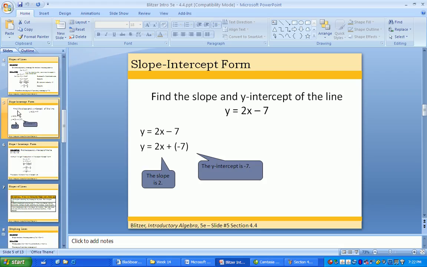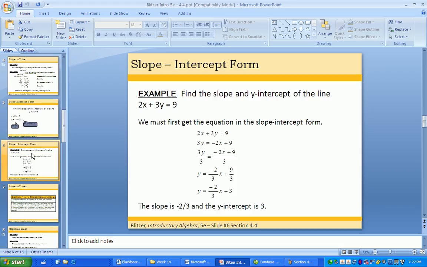Here's another example. Find the slope and y-intercept of the line 2x plus 3y is equal to 9. First, we have to get y all by itself. And we know how to do that. We've practiced that quite a bit. When we get y all by itself, we see y is equal to negative 2/3 x plus 3. In this particular case, our slope is equal to the coefficient in front of x, which is negative 2/3, and our y-intercept is plus 3, because it's a plus there. So the y-intercept includes the sign that we have solved for in our equation.